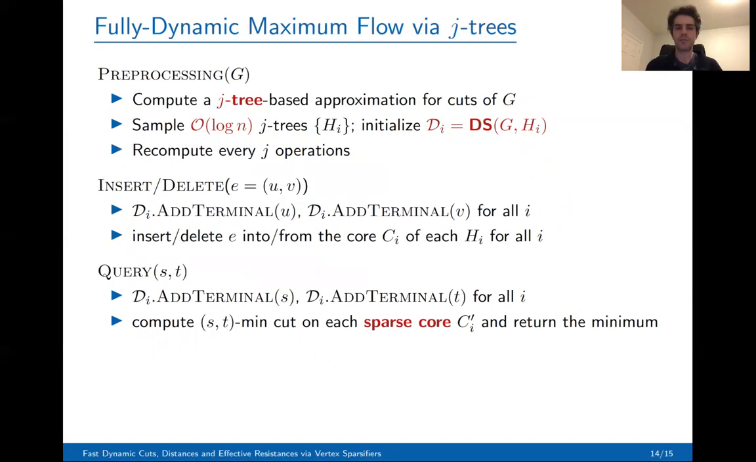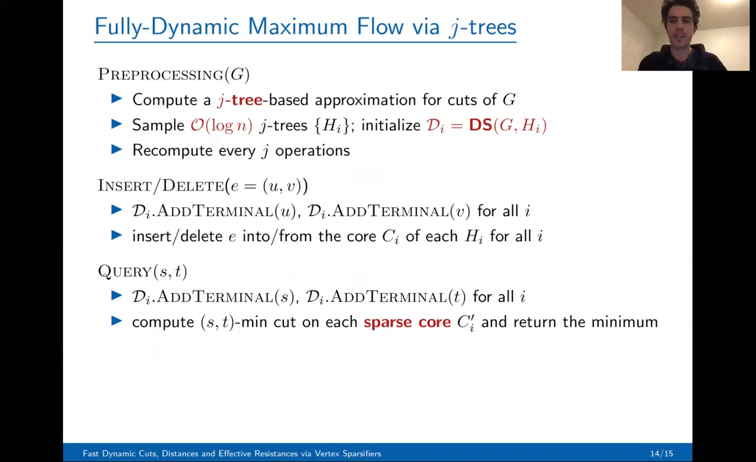Now, whenever an edge is inserted or deleted from the graph, you take the endpoints of that edge and you include them as terminals for all the J trees that you maintain. And then you also take that edge and either insert or delete it, depending on the operation, from the core of each J tree that you maintain. So this is very simple.